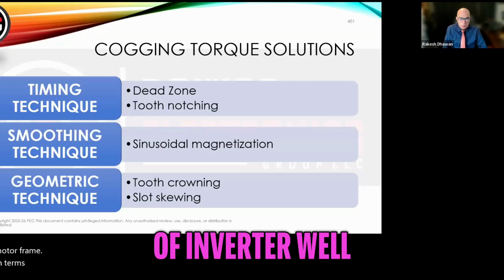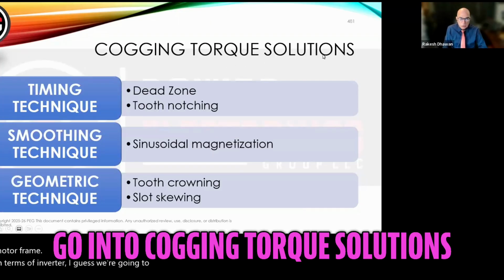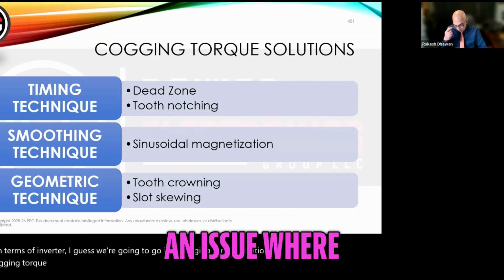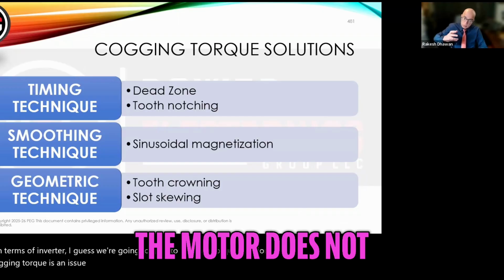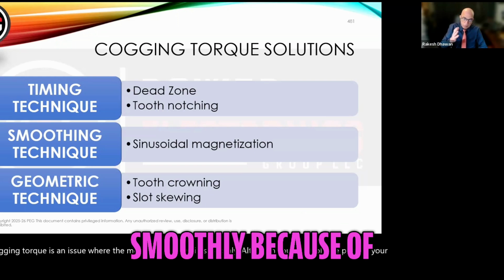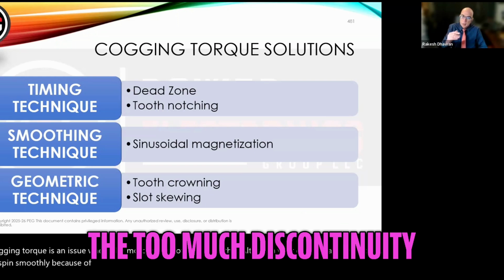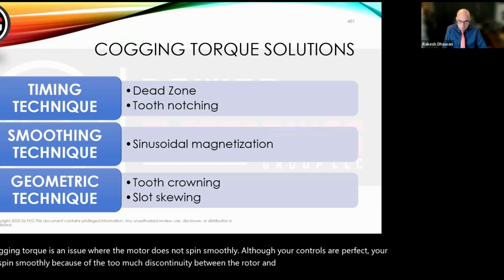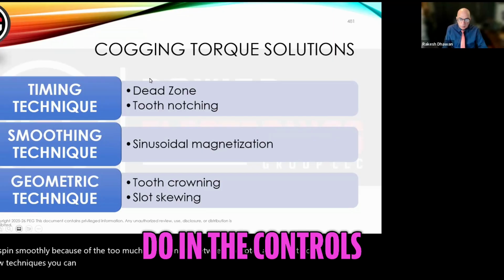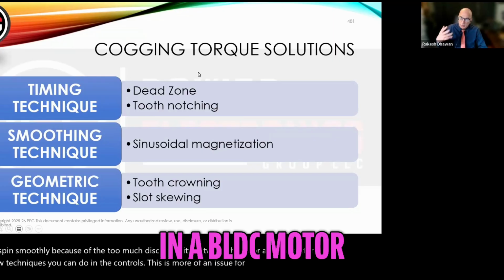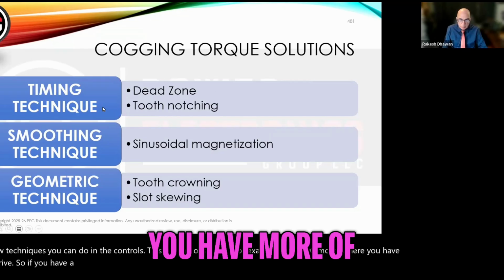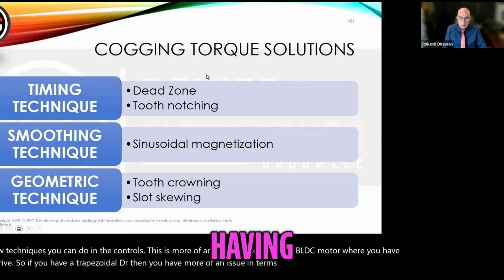And then in terms of inverter, well, I guess we're going to go into cogging torque solutions. Normally cogging torque is an issue where the motor does not spin smoothly. Although your controls are perfect, your motor doesn't spin smoothly because of too much discontinuity between the rotor and the stator. So there are a few techniques you can do in the controls. This is more of an issue, for example, in a BLDC motor where you have a trapezoidal drive. So if you have a trapezoidal drive, then you have more of an issue in terms of having cogging torque.